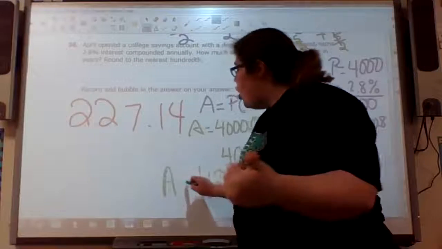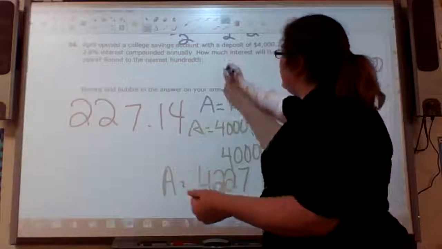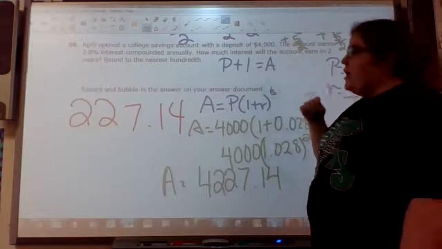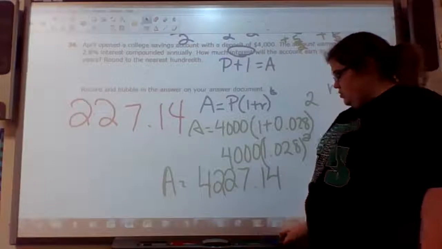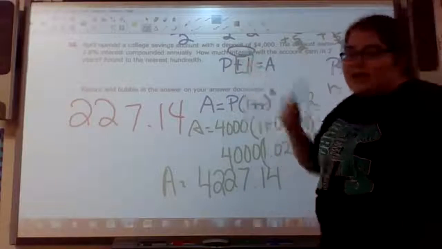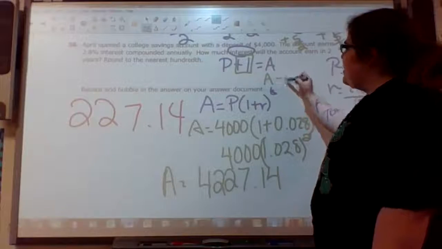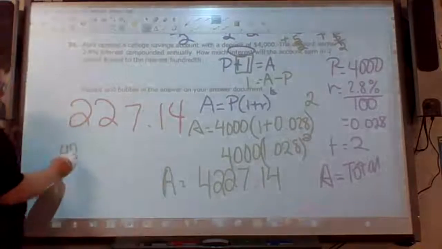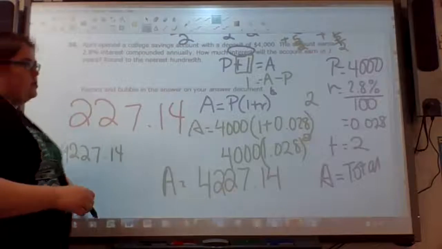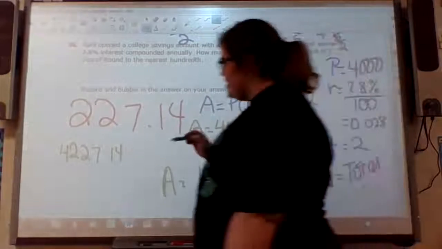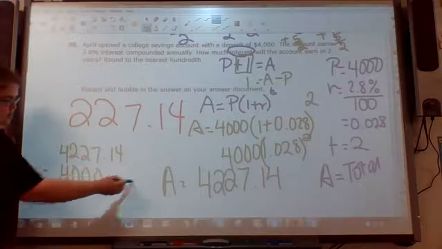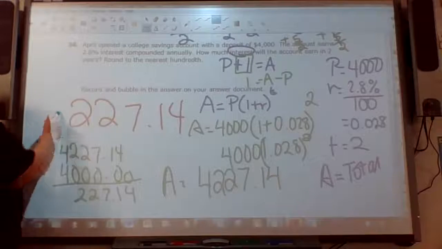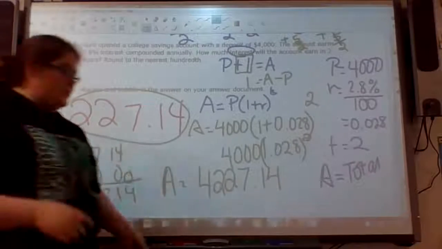But again, this is my total amount. Total means it's what I start with plus my interest. The question doesn't want my total. It's asking for my interest. So if I'm looking for interest, I would have to take my A and subtract my principal to get my interest. So I'm going to take my A, $4,227.14, and I need to subtract my principal, which is 4,000. And I get $227.14. And that's compound interest.